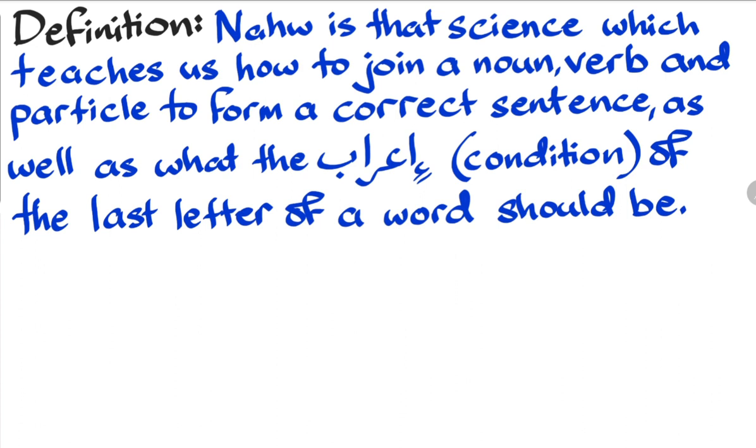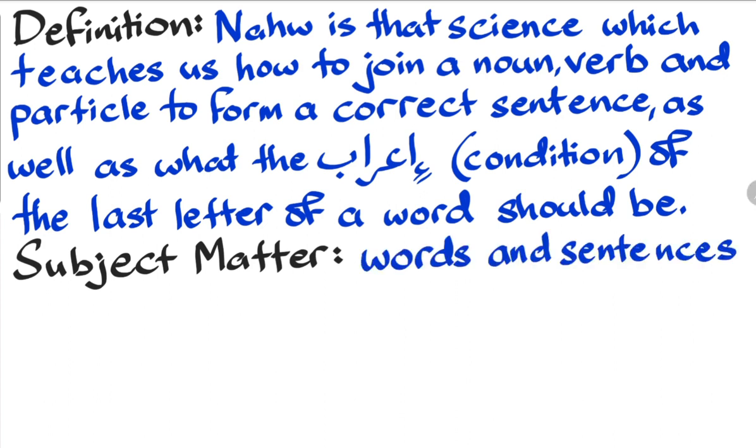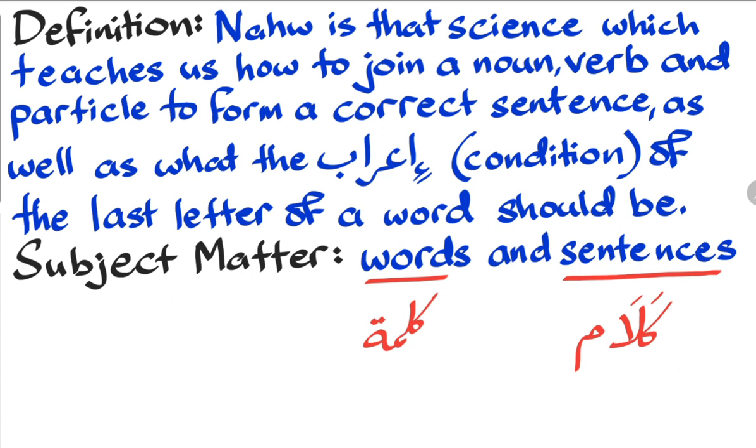Now, what is the subject matter of Nahu? What does Nahu revolve around? Now that we know what Nahu is, we can come to the conclusion that the main things we're going to talk about in Nahu, or the subject matter in Nahu, are words and sentences. That's all we're going to talk about in Nahu. And by the way, in Arabic, word is kalima and sentence is kalam. So these are the two things we're going to talk about throughout Nahu. Kalima and kalam. That's the subject matter of Nahu.